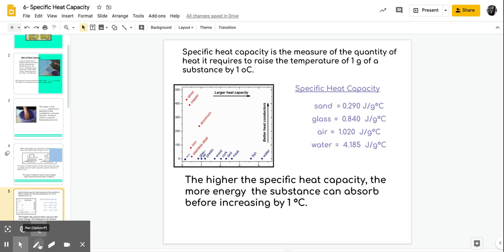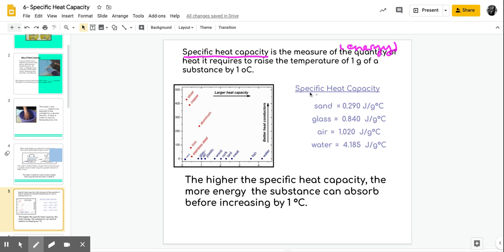So a definition for you, this would be a good thing to write down. What is specific heat capacity? So specific heat capacity is the measure of the quantity of heat, aka how much energy, it requires to raise the temperature of 1 gram of a substance 1 degree Celsius. Each substance that you look at actually has a different specific heat capacity. Sand has a quite low heat capacity. Glass, not overly high. Air is a little higher, but water actually has a very high specific heat capacity in comparison to these three.